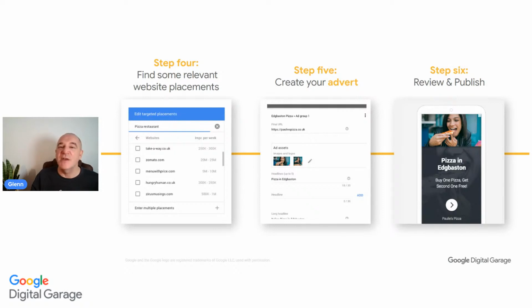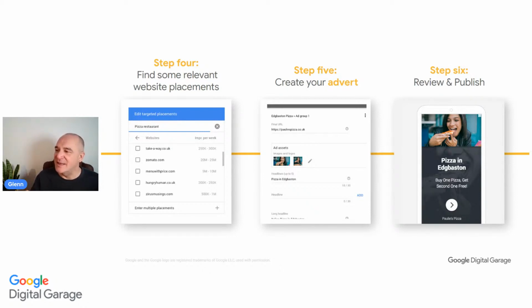You can see how many impressions, so the amount of people that are actually seeing that website per week in terms of their search results. Again, you can start to really understand the appropriateness of that website for you and for your business. Now, when you're creating your advert, you can see in the middle there that you are directing people through to a final URL. When they click on your advert, they're going to go to pauliespizza.co.uk.